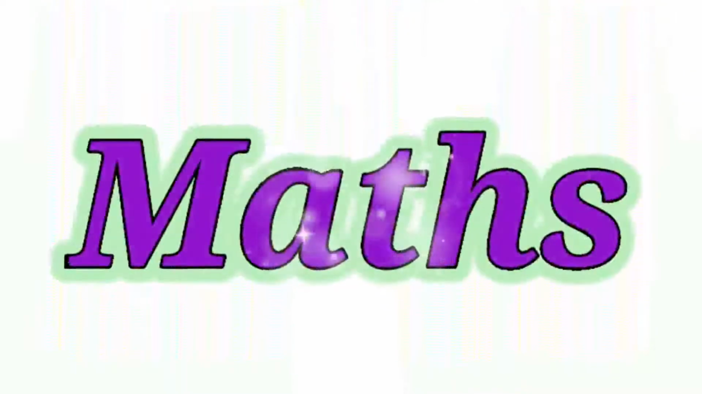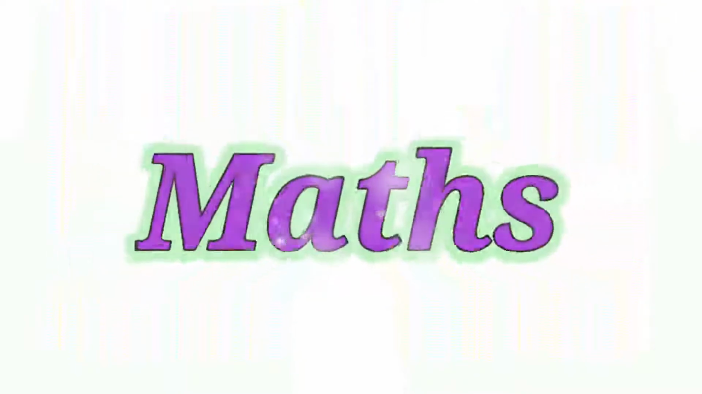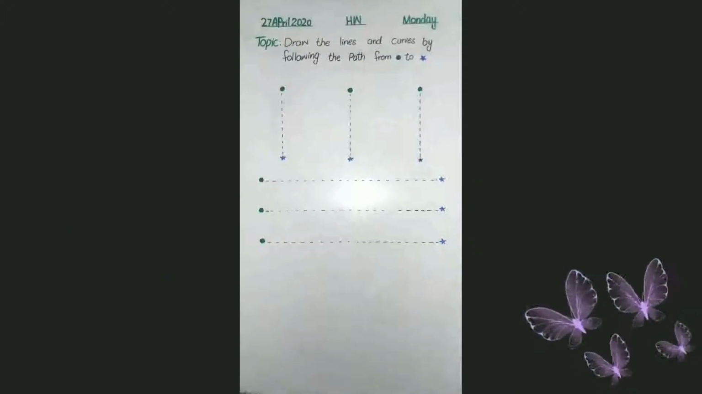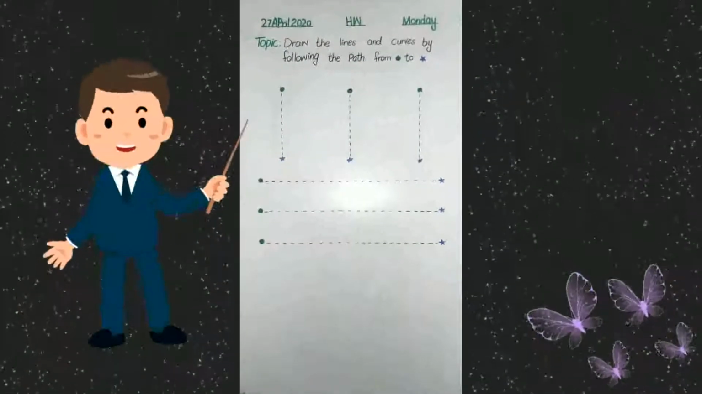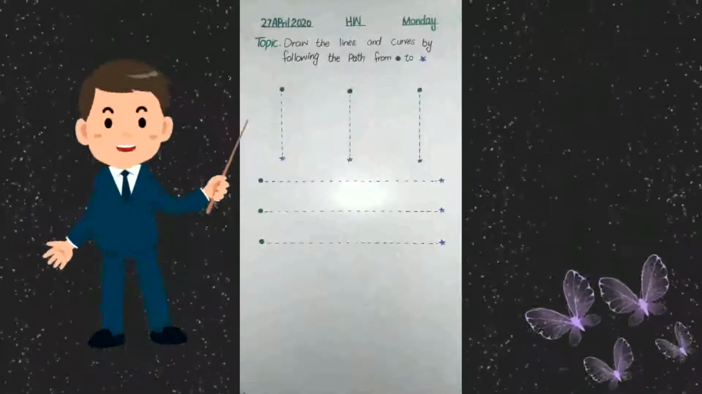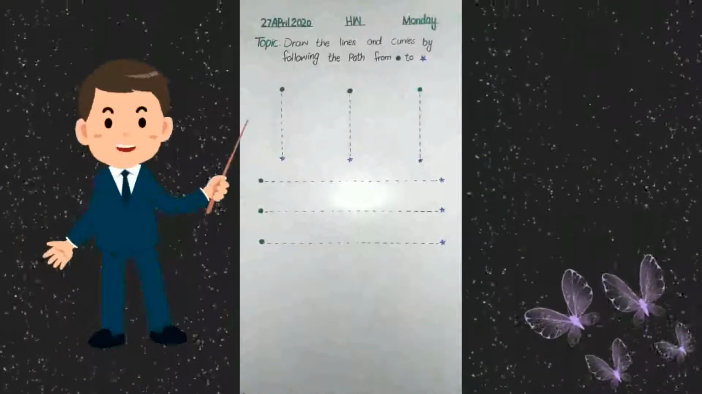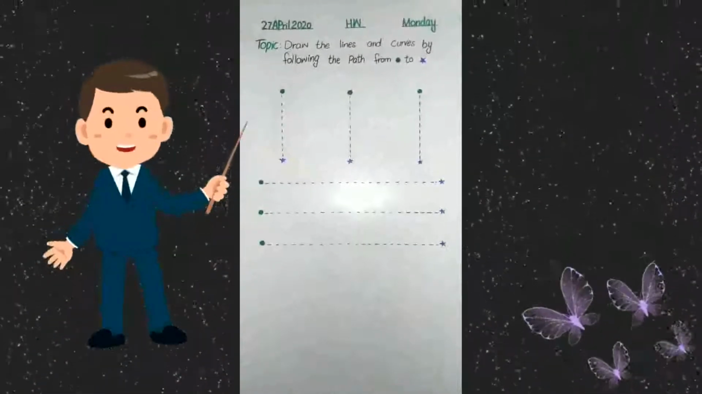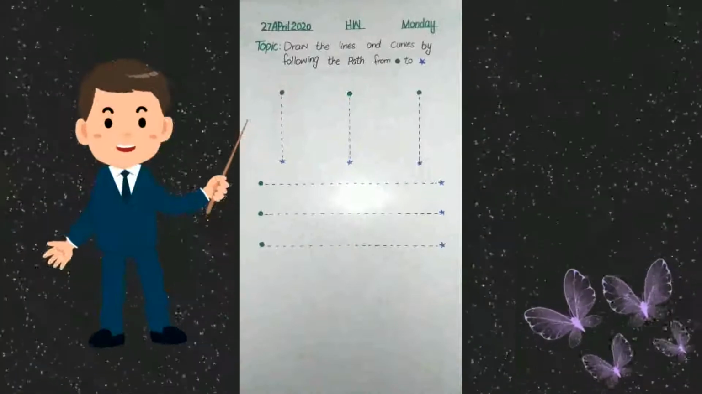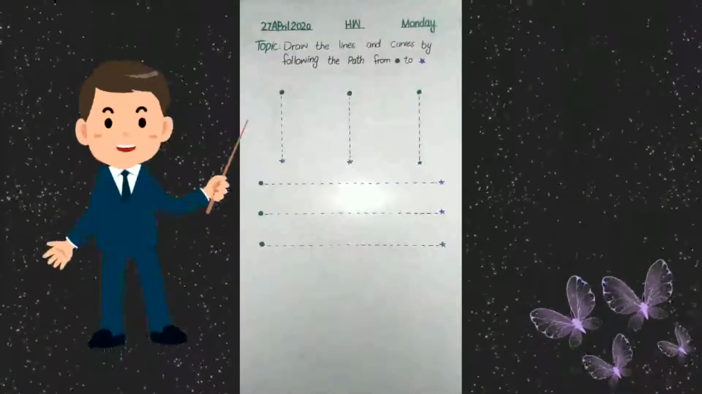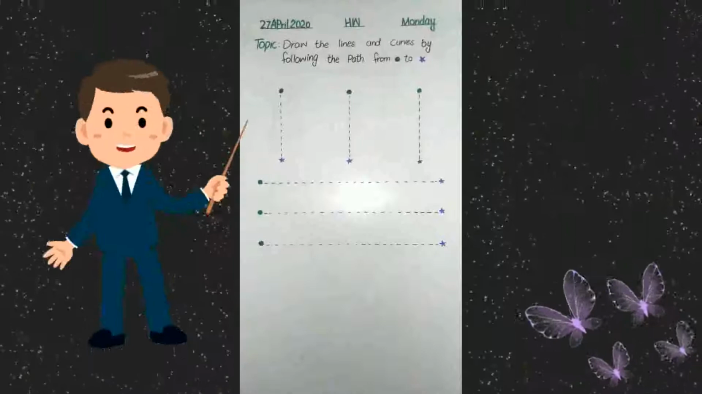Let's start. Subject Maths. Could you tell me what's the day today? Yes, Monday. And could you tell me what's the date today? Yes, 27 April 2020. Okay, now can you see the whiteboard?